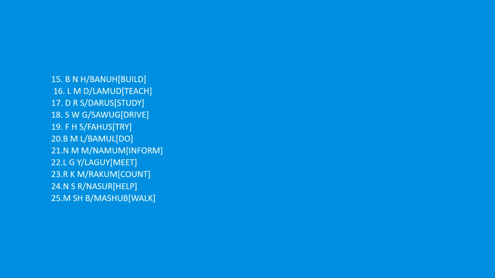18, the three-part verb is si, we, gi. Place the A between the S and the W. Place the U between the W and the G. And you have sawug.